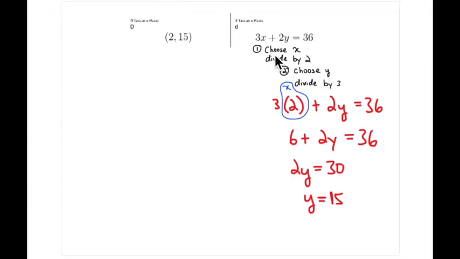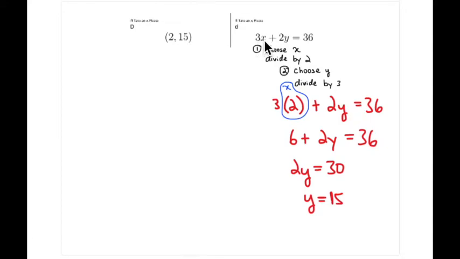What are you going to choose? Are you going to choose to get the value of x and solve for y? Or are you going to choose to get the value of y and solve for x? So if you choose x, you're going to have to eventually divide by 2, because you're going to get a number here. You're going to subtract that, move that over here, and you're going to be left with 2y equals something. So you're going to have to divide by 2. On the other hand, if you choose y, then you're going to have to divide by 3.